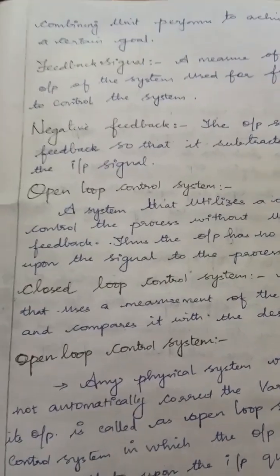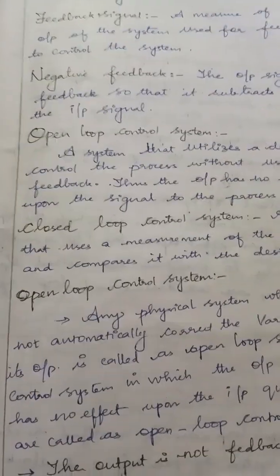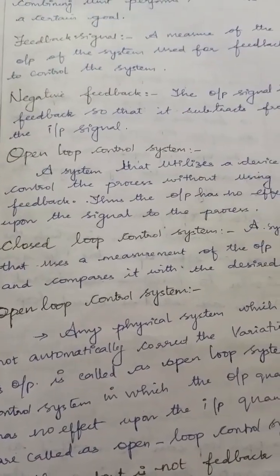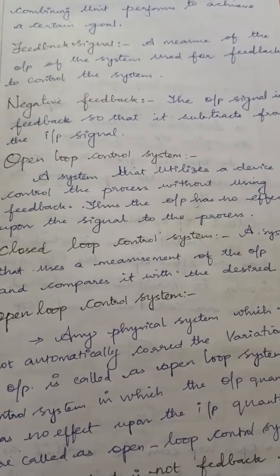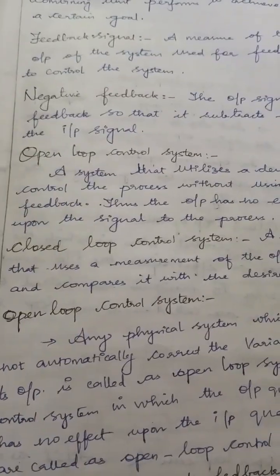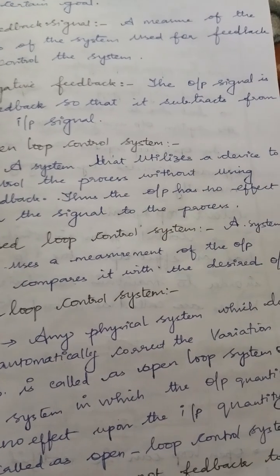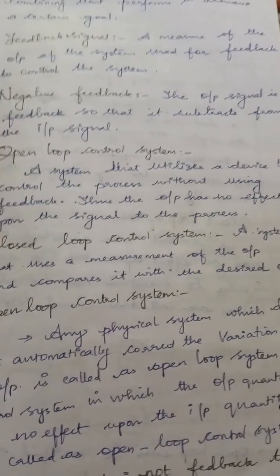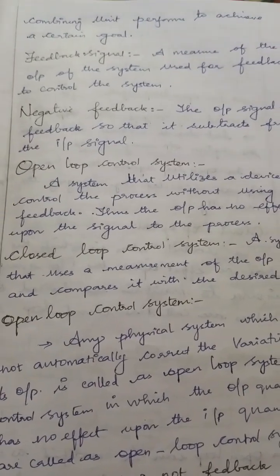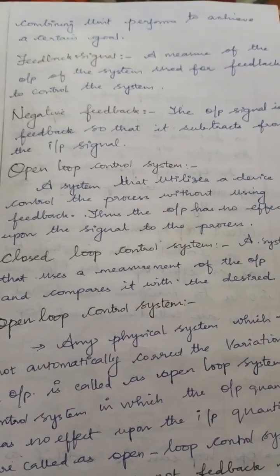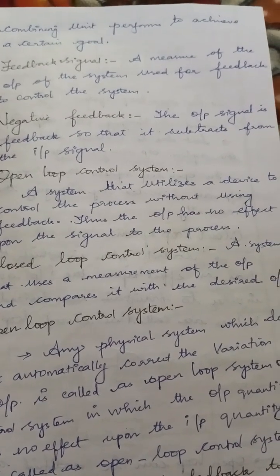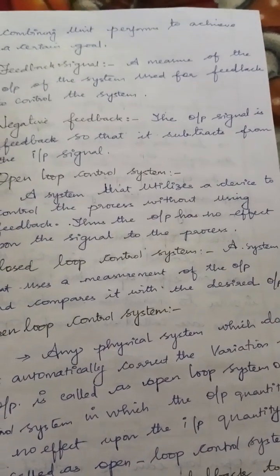Now let me see what is meant by open loop control system and closed loop control system. Open loop: let me give the definition, then I will explain. A system that utilizes a device to control the process without using the feedback. Already I have told you feedback is nothing but the output of the system being given again as an input to the system.